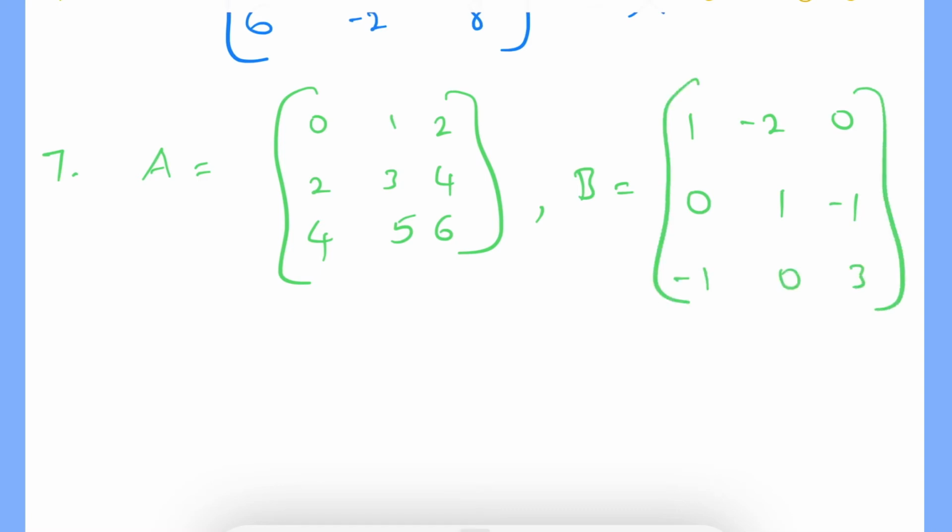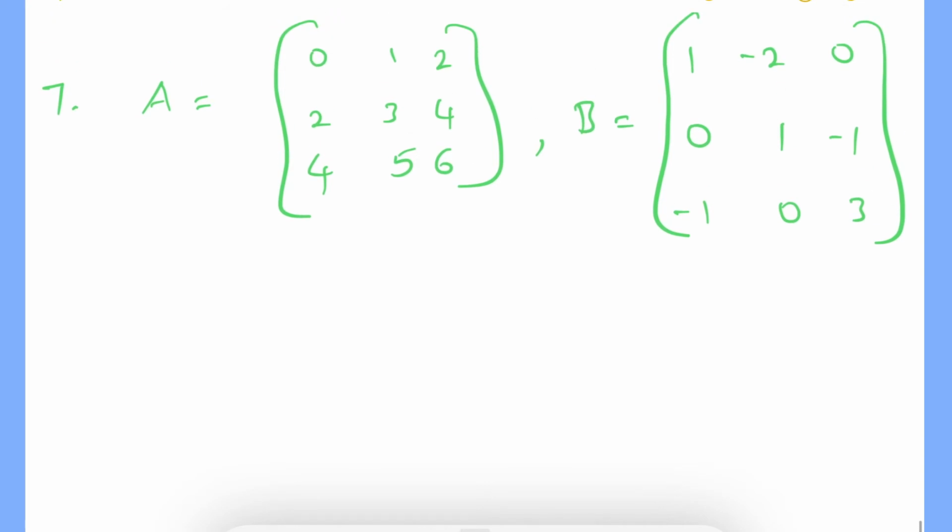Then he is asking to find the value of A minus B. 2 questions are there. First let us finish this one, A minus B. So first matrix A, 0 1 2, 2 3 4, 4 5 6.